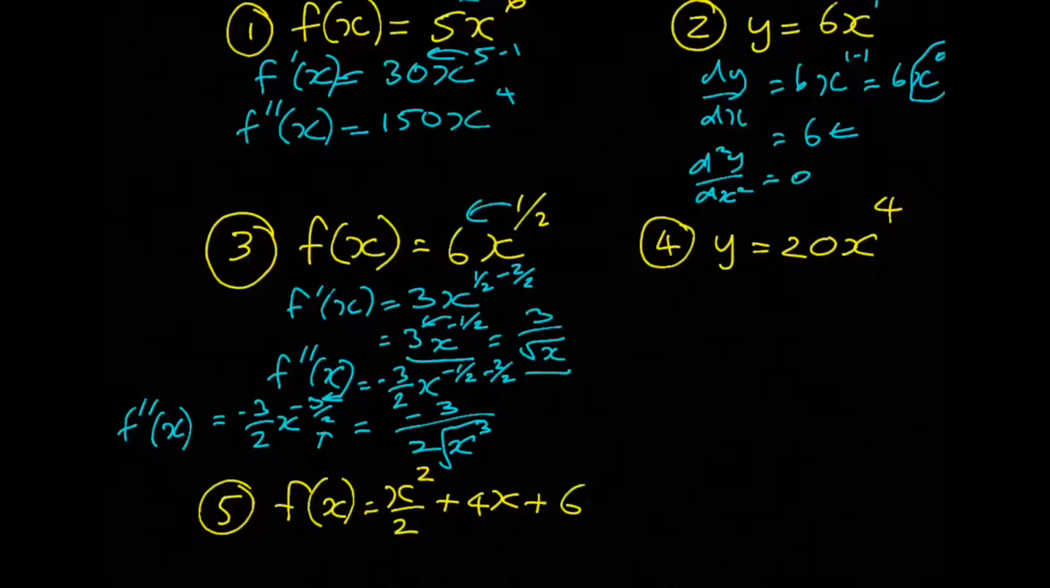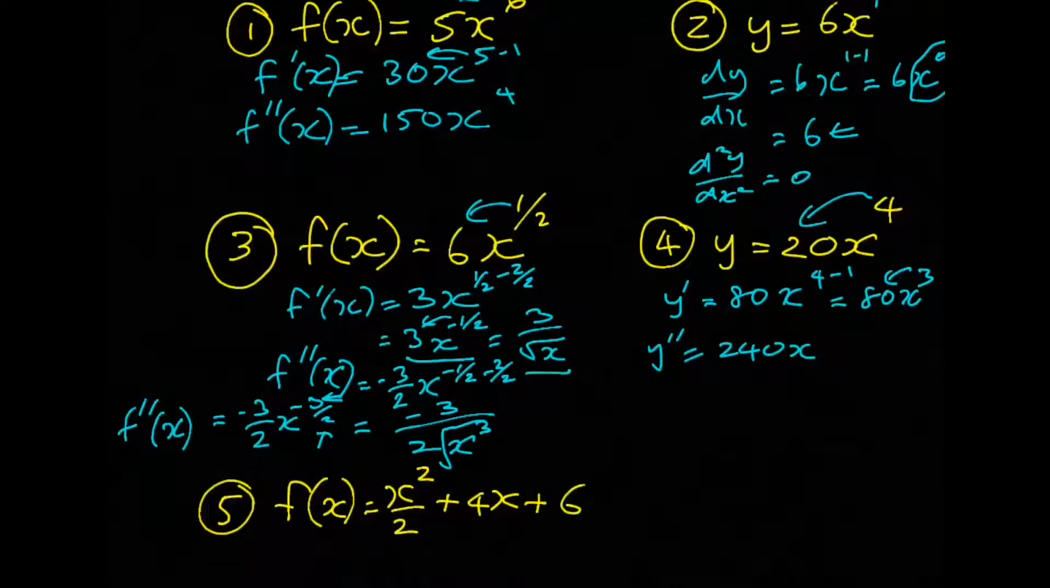Okay, so part 4, y equals 20x to the 4. So y dash, that's another way of saying dy on dx, equals, you bring this down to multiply, so it's 80, 20 by 4 is 80, x to the 4 minus 1 equals 80x to the 3. So y dash dash is equal to, bring this down to multiply, so it's 240x to the 3 minus 1, which is 2, so it's x squared.